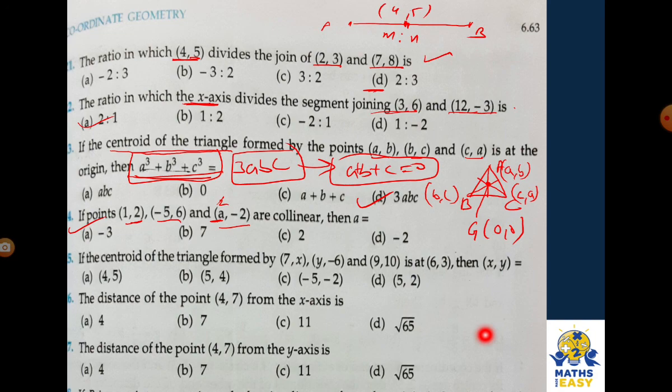Because that area is not coming, that's why we can leave this question. Otherwise, if A is not there and the coordinates are there, then you have to apply that condition: the sum of any 2 sides will be equal to the third side. That will be the condition for collinear points. Now come to the next question.